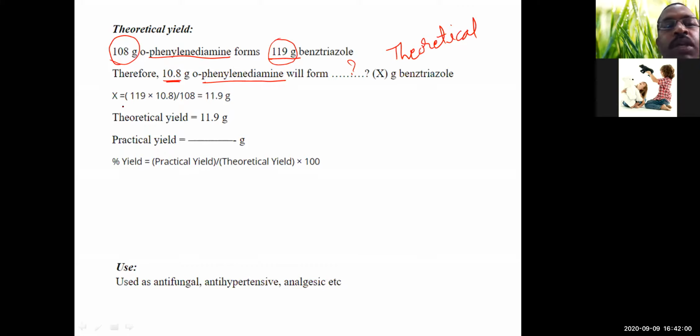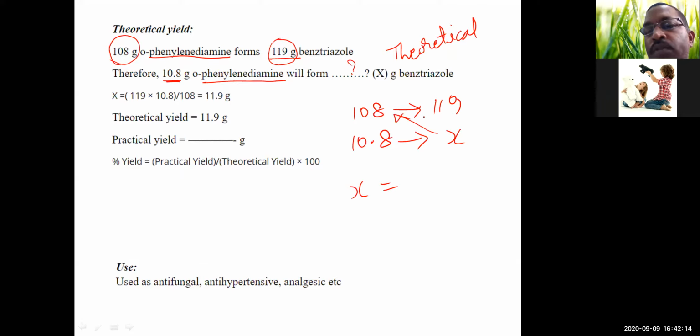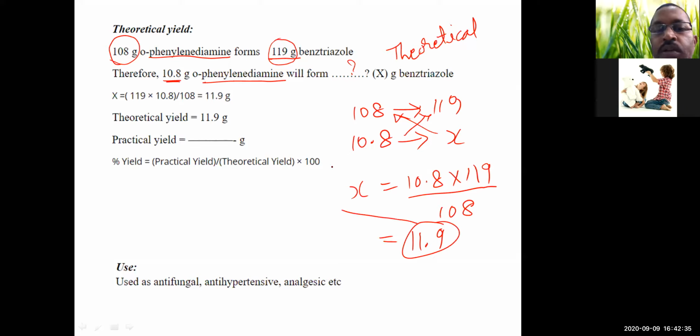So the theoretical yield of this compound, benzotriazole, can be calculated. X is equal to this. 108 is giving 119, but if you have taken 10.8, then how much should you get? So X is equal to, by cross multiplication, 10.8 into 119 by 108, which comes to 11.9 grams. So 11.9 grams is the theoretical yield.